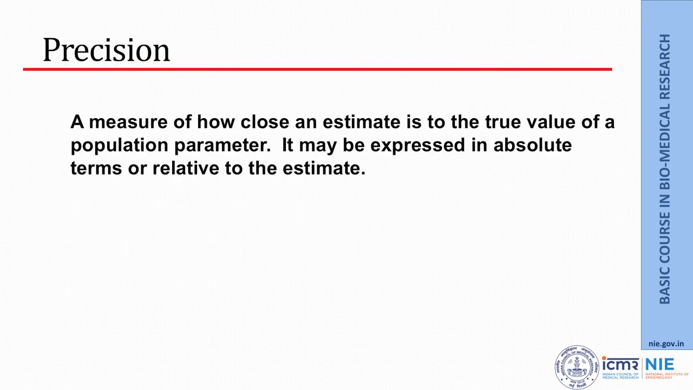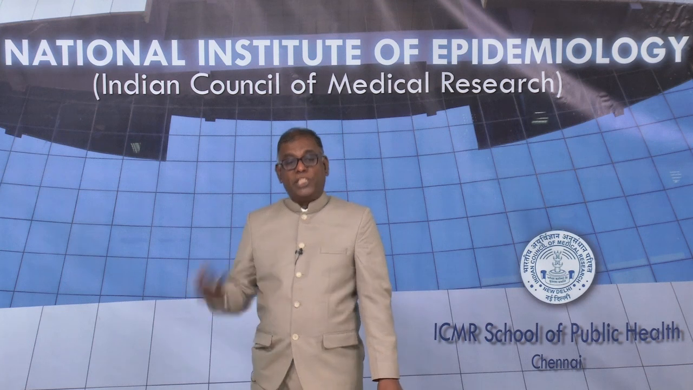Another important concept that goes into the computation of sample size is the precision. By precision, what you mean is a measure of how close an estimate is to the true value of a population parameter. It may be expressed in absolute terms or relative to the estimate. They say plus or minus 10% or plus or minus 10% of the estimate.